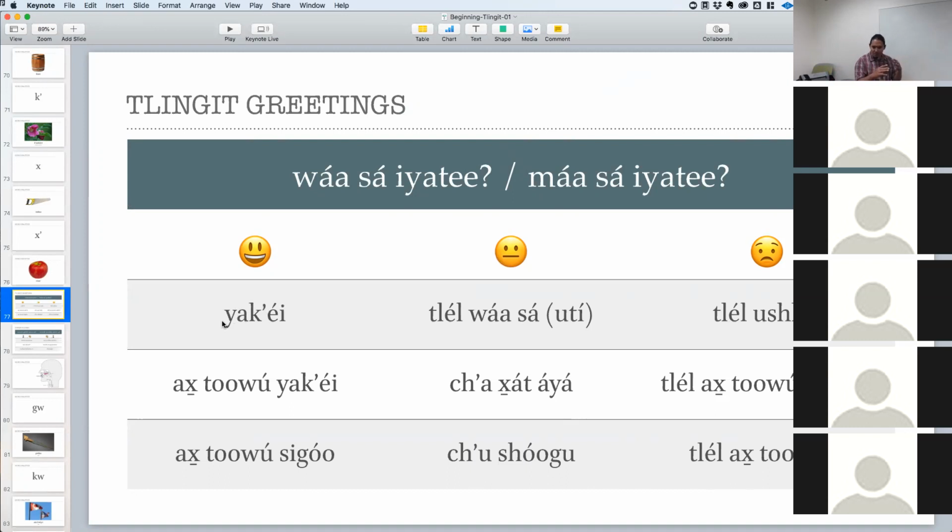But the simple, straight way, so someone says, how are you doing? You could say, yak a. You could also say, chat yak a. So yak a means good. So as you're on your journey to become a Tlingit speaker, you don't have to say cool, awesome, great, fantastic. You could say yak a. They'll get what you're saying, right?